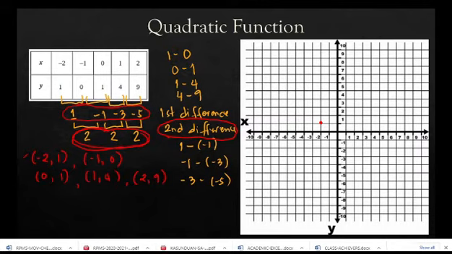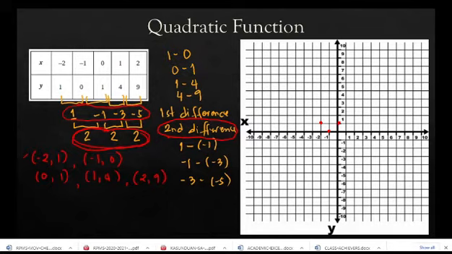Continue with negative 1 and 0. So our x is negative 1 and our y is 0. So therefore it is located on the x-axis. Then we have 0, 1. So from here, y is positive 1. So this is located on the y-axis. Okay? So the other one is the x-axis. And then we have 1, 4. This is now located in what quadrant? What do you think?